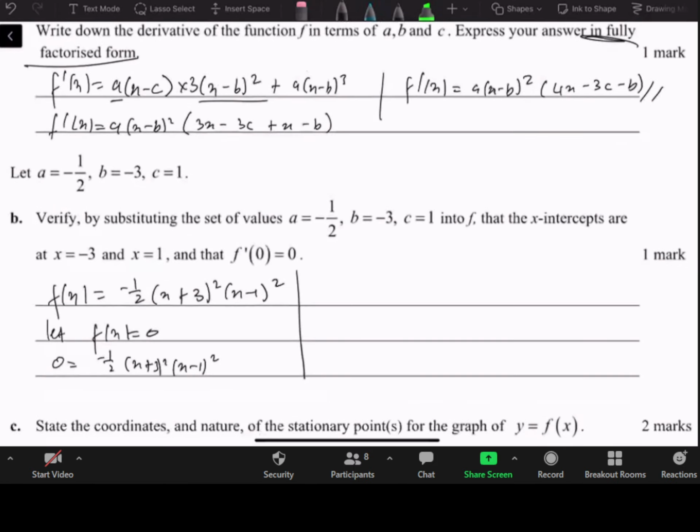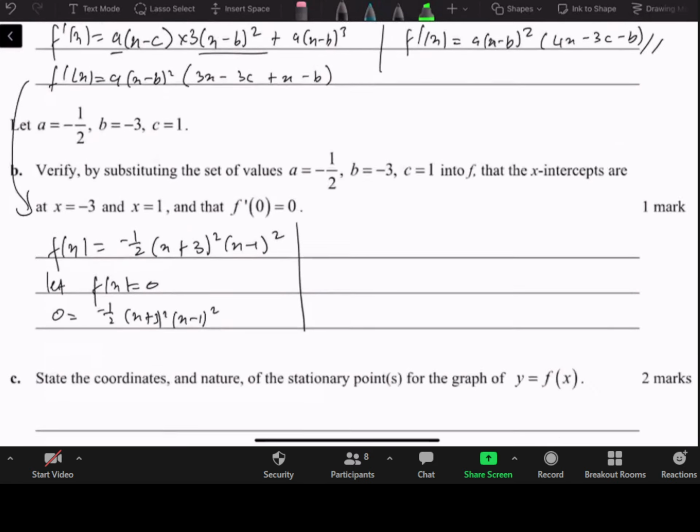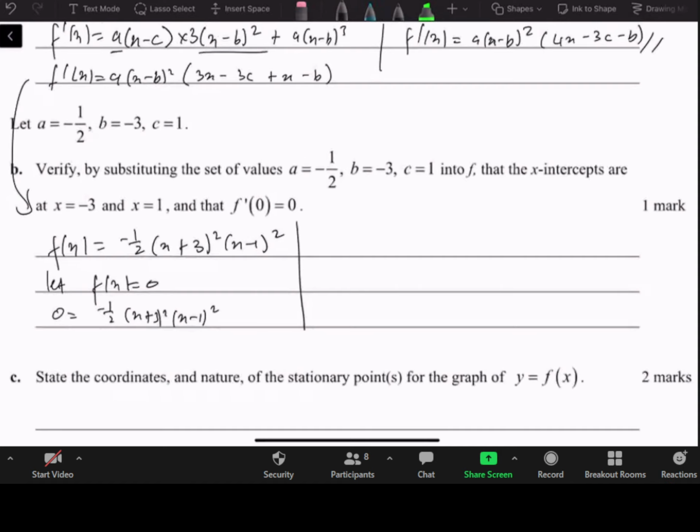So this is also kind of a way of checking whether you've done part A right, because if you haven't, you probably won't be able to verify these. But with this one, you can kind of easily tell that by null factor law, when x equals negative 3, x equals negative 1, f equals 0, therefore there are x-intercepts.